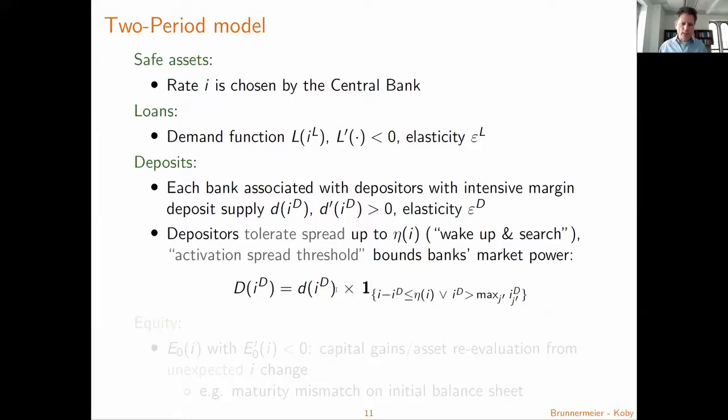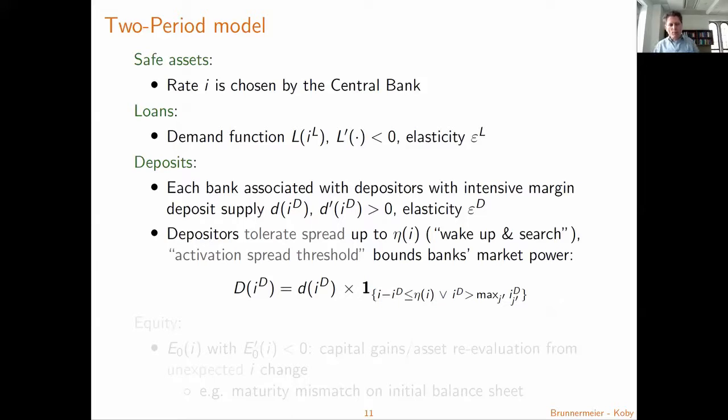Or put it differently, there's an indicator function here: the difference between the policy rate and the deposit rate is the markdown, how much you mark down, and that's how much market power you exploit. If this is smaller than the activation threshold, then you just stay with your existing bank. If it's larger than the activation threshold, then you search around and go to a bank that offers a better deposit rate. Okay, and I will be more specific about that.